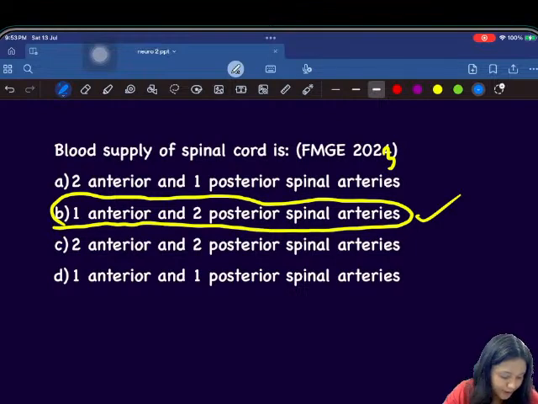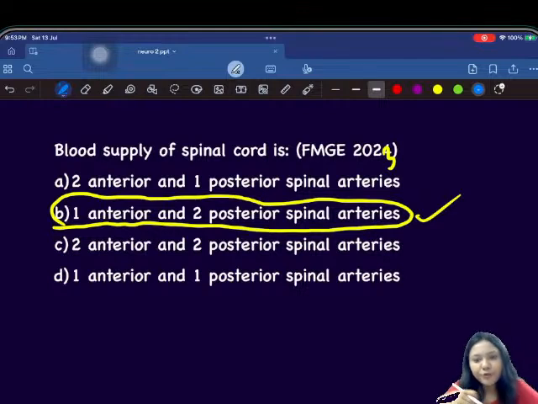hemorrhage also, I think. A question came on subdural and epidural. I have already told you about epidural and subdural hemorrhage. So what do you mean by subdural hemorrhage? What is subdural and what is epidural hemorrhage?